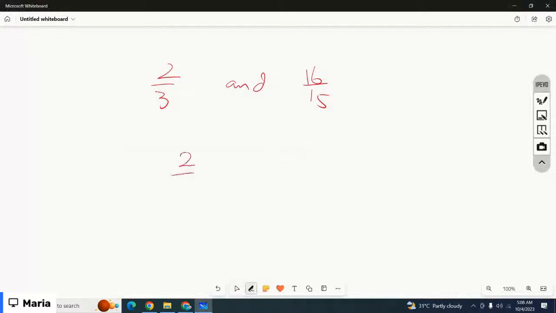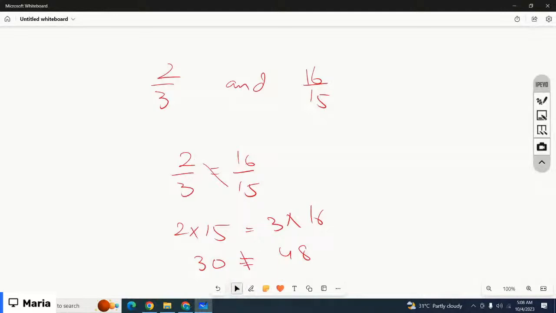That would be 2 over 3 equals 16 over 15, right? So just cross multiply them. Cross multiply means the numerator of this fraction with the denominator of the other. You need to do 2 times 15 and here you need to do 3 times 16. 2 times 15 is 30, 16 times 3 is 48. They are not equal. That means 2 by 3 and 16 by 15 are not equivalent fractions.